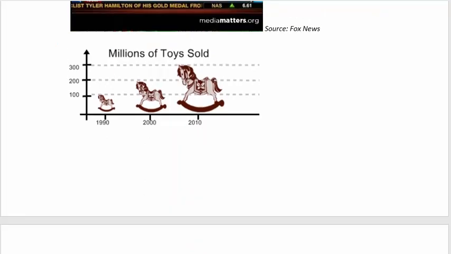All right, one last one here. Millions of toys sold. Well, hopefully you saw this was a pictograph. So going from 200 to 300 is a jump, but it's not more than twice. The area of this horse here is more than twice the area of that. So this pictograph is misleading us.